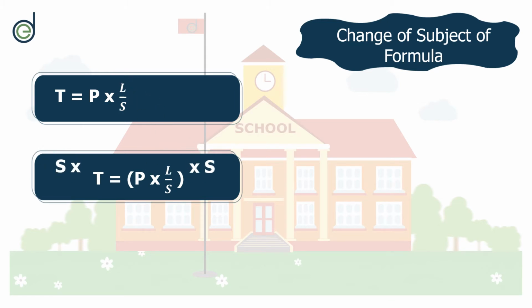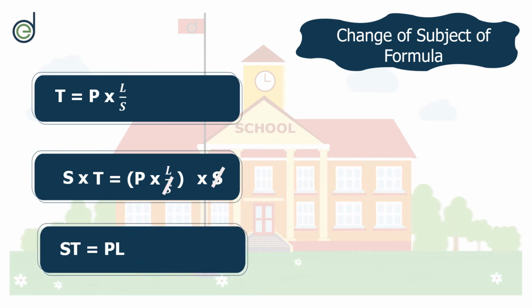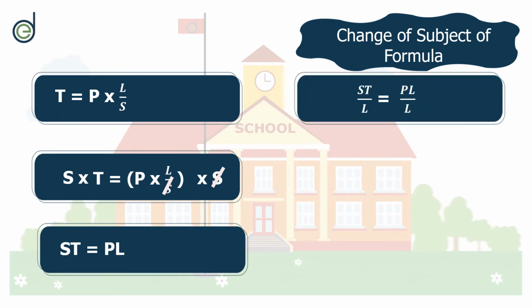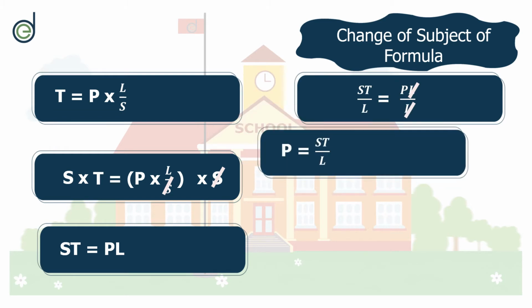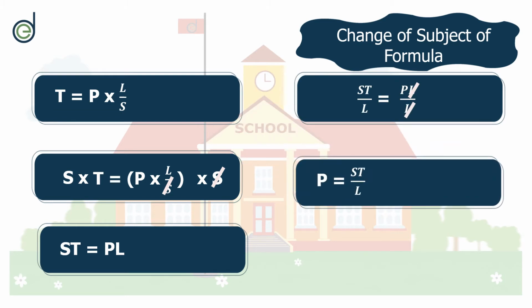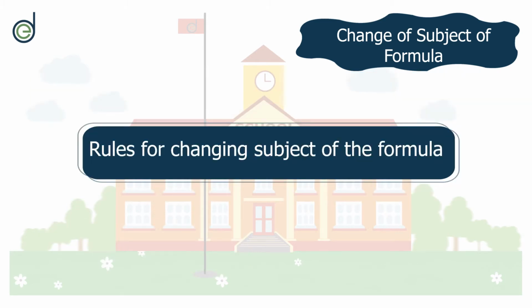The first thing is to clear the fraction by multiplying both sides by s. We then get st is equal to pL. The next step will be to divide both sides by L. We then get p equal to st over L. Thus p is now the subject of the formula.